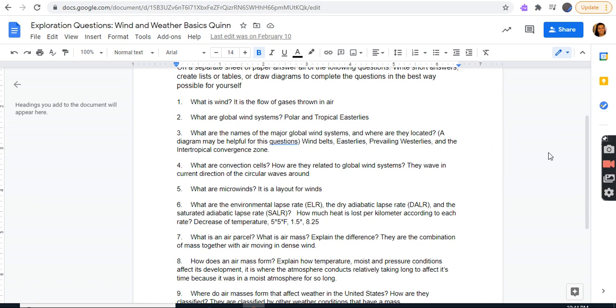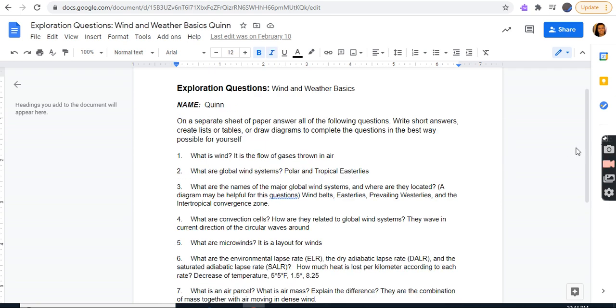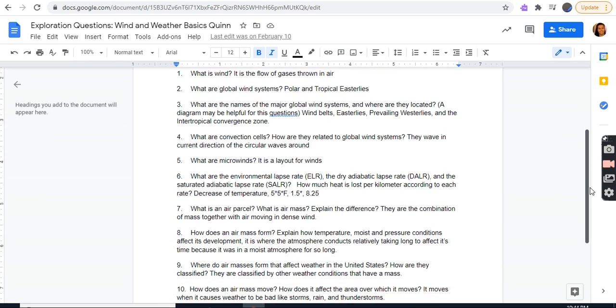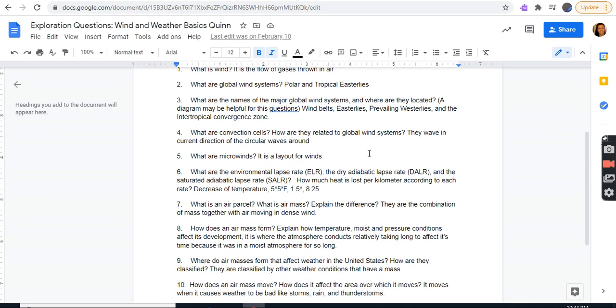They wave in current direction of a circular waves around. It is a layout for the winds. How much heat is lost per kilometer according to each rate? Decrease the temperature. 5.5 degrees, 5 degrees F, 1.5 degrees, and 8.25.